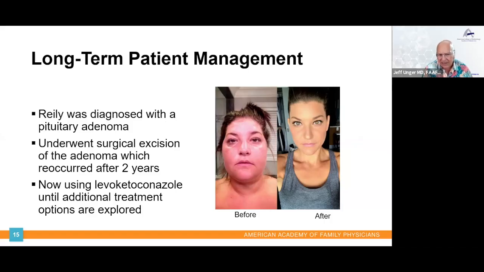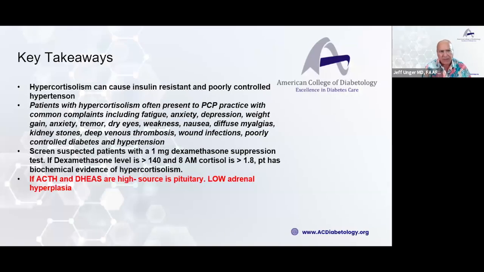She was diagnosed as having a pituitary adenoma. Look on the left, that's before. Then we diagnosed her and we took out the pituitary adenoma. This is after. What a big difference. Unfortunately, after a couple of years, Riley's pituitary adenoma recurred. So we needed to treat her medically. And I just want to show you what these people actually look like when they have normal cortisol levels.